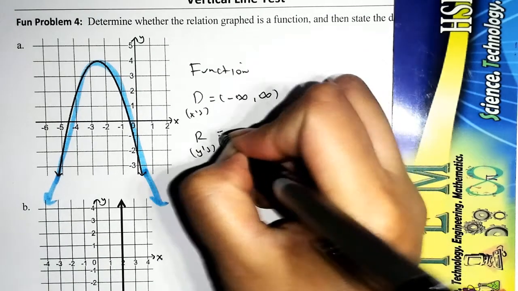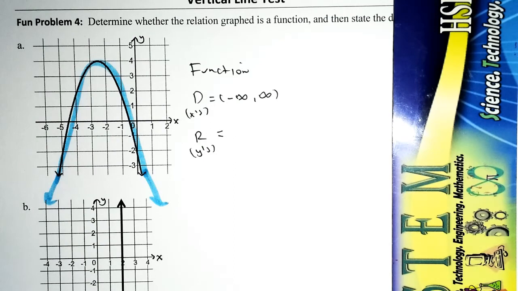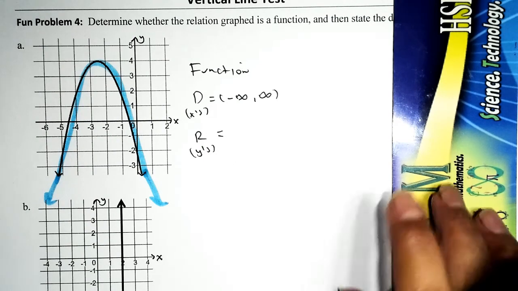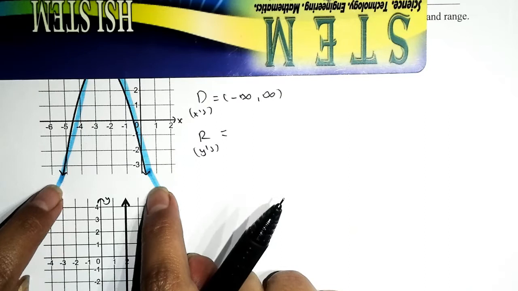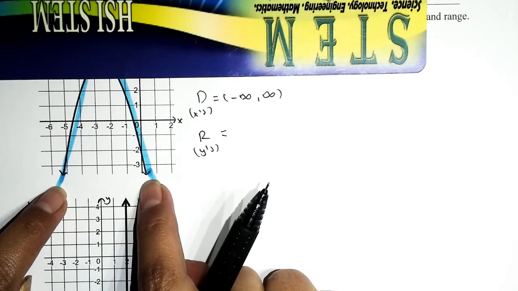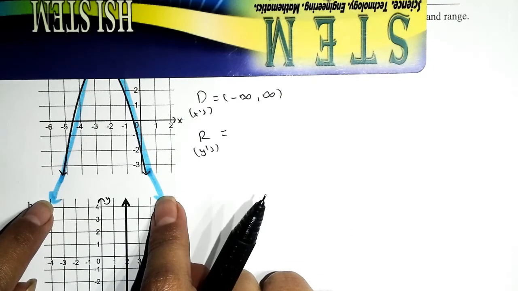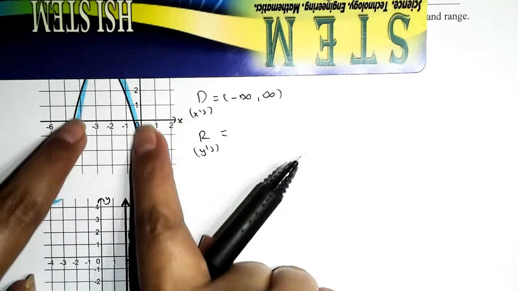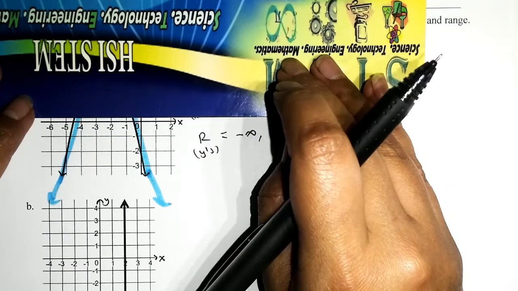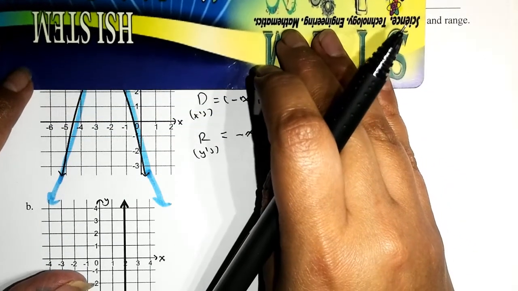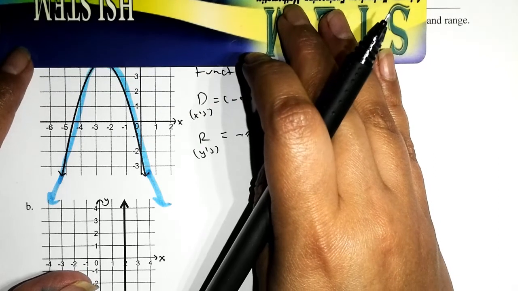Range, the set of all the output values, so all the y's. What are the y's that are used to create this graph? So we start from the bottom to the top. We're coming from the negative side and stopping at something. So the interval from -infinity to, what is the highest value of y? So we have x equals 1, 2, 3, 4.